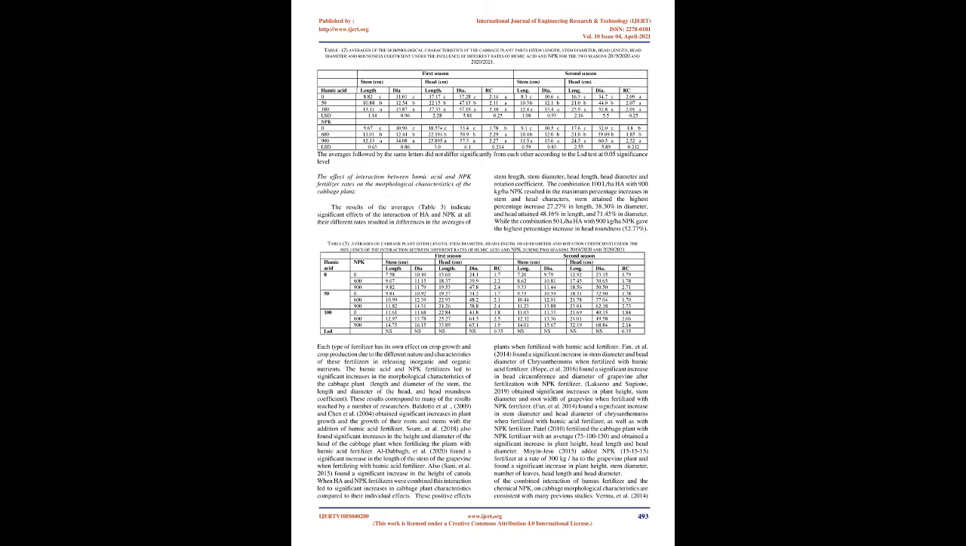Results and discussion. The data will be presented by analyzing the contrast between the different treatments of humic acid and different treatments of NPK and discussing the averages of the different morphological characteristics and the components of growth and yield of the cabbage plant, Brassica oleracea var. capitata L., resulting from these treatments.